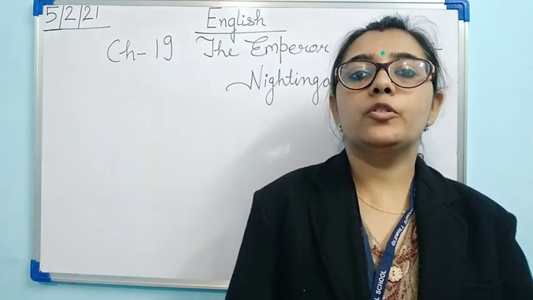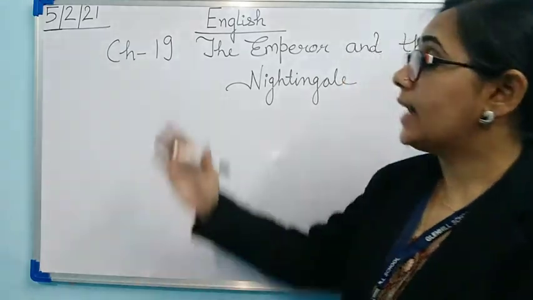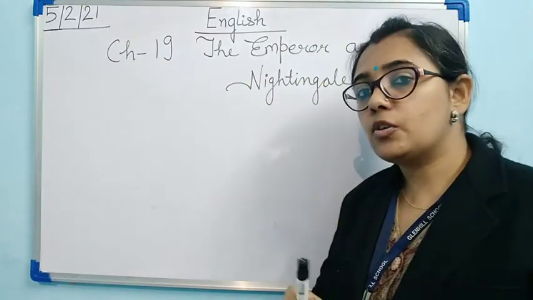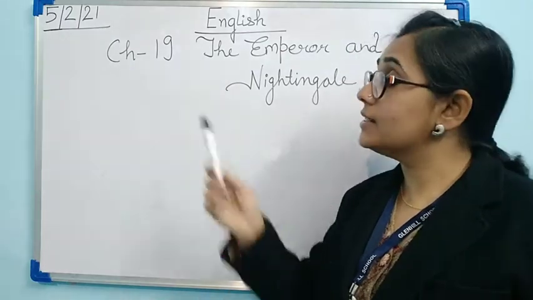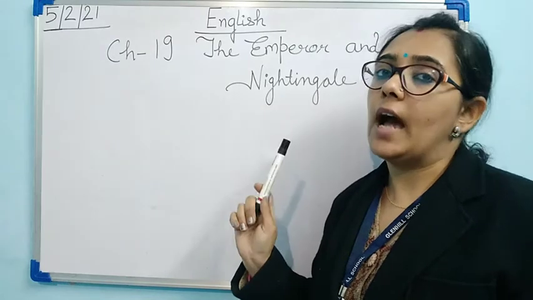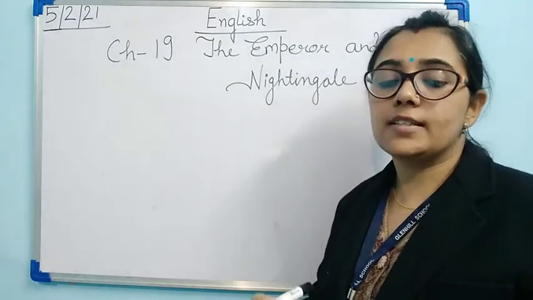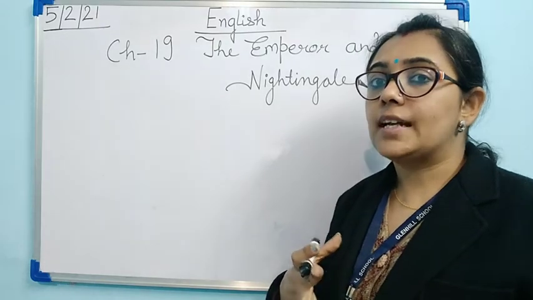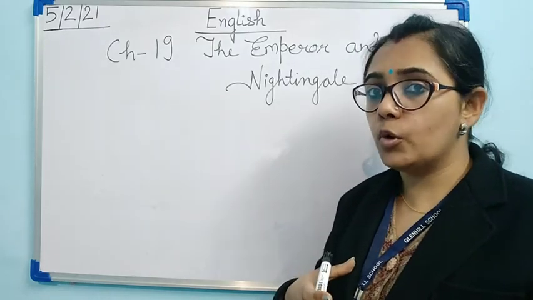Today we are going to start lesson 19, that is the Emperor and the Nightingale. First of all, let me remind you that this is the last lesson of your English literature for your annual course.